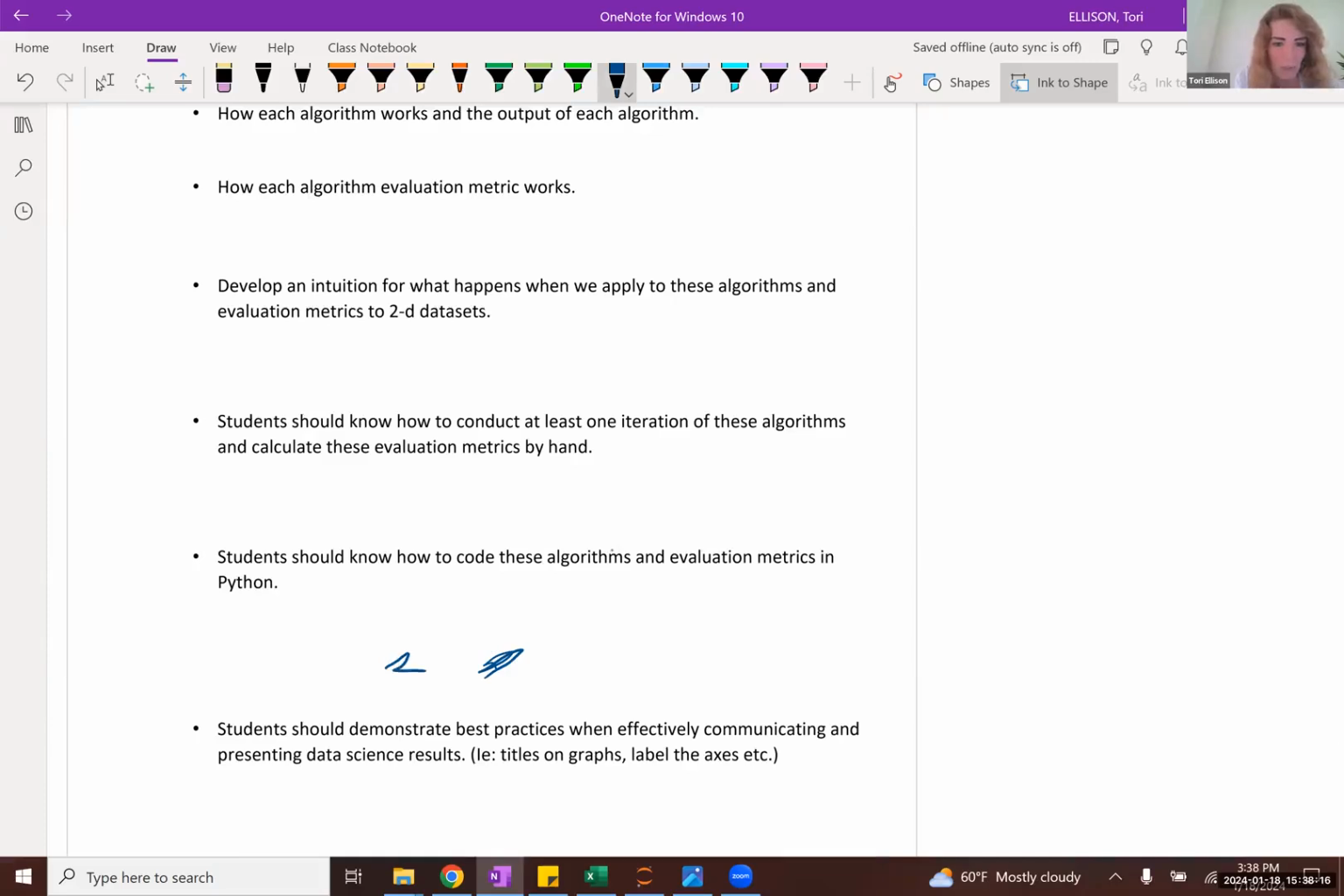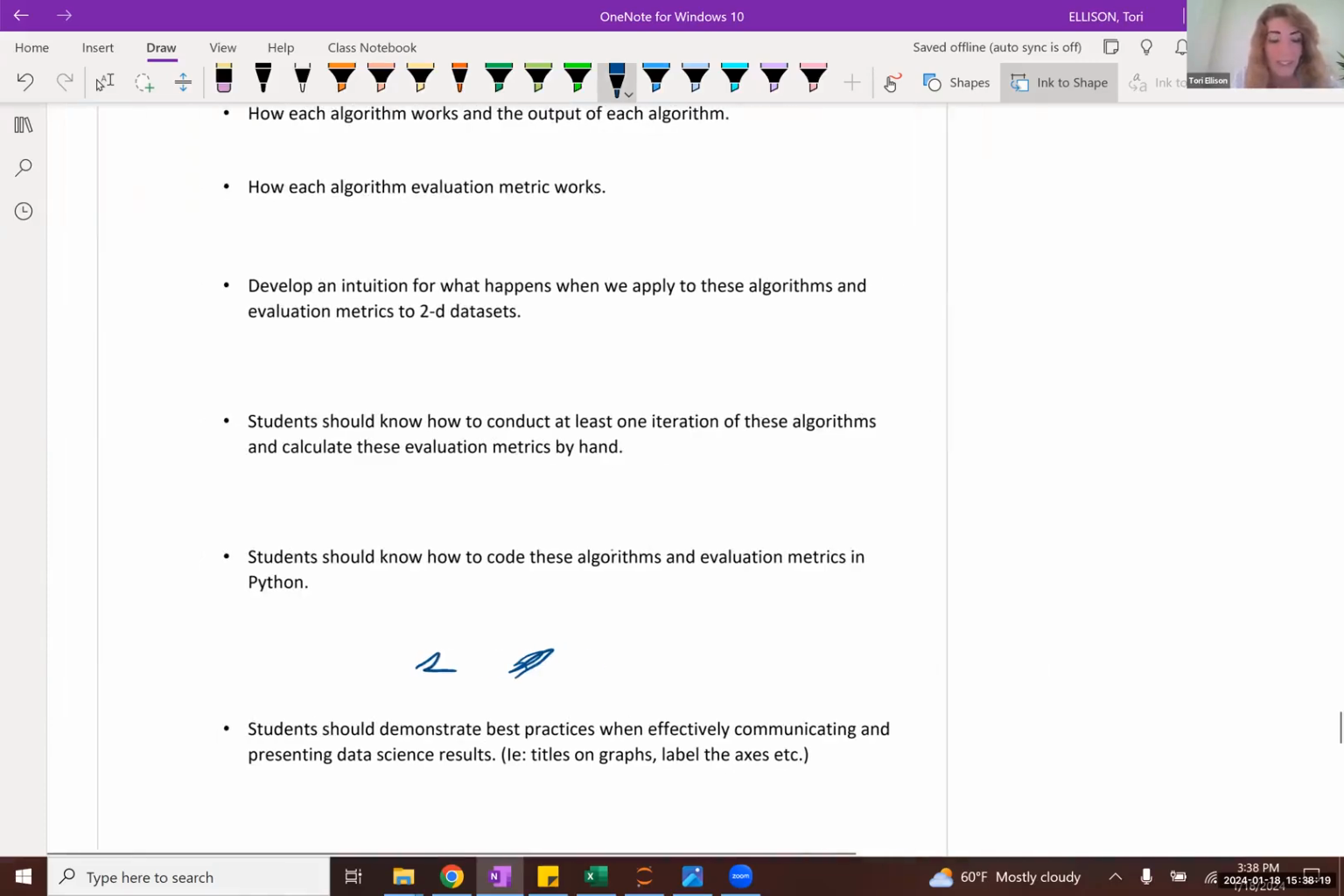I'm noticing that my pen does not work on the left-hand side of my screen, which is really annoying me.